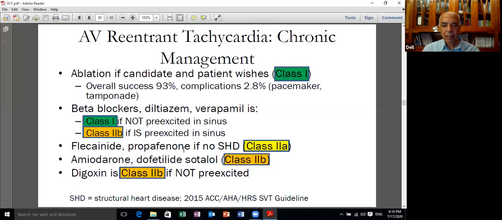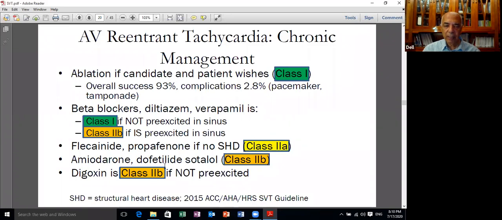If this didn't work and there is no structural heart disease, as we pointed out previously, you use a 1C drug, flecainide or propafenone. If nothing works, then go to a class 3 drug. Same concept, same orders. Digoxin is not used in patients with pre-excitation, not only because digoxin impairs AV conduction, but it shortens the refractory period of the accessory pathway.